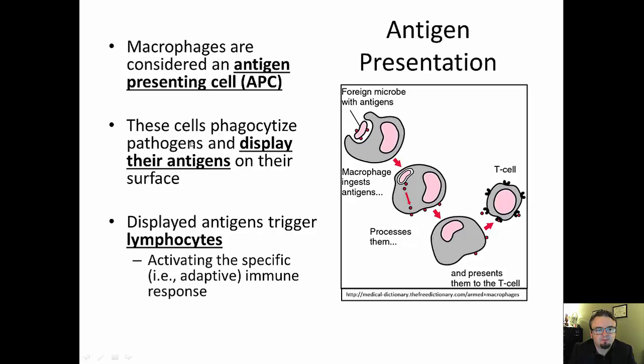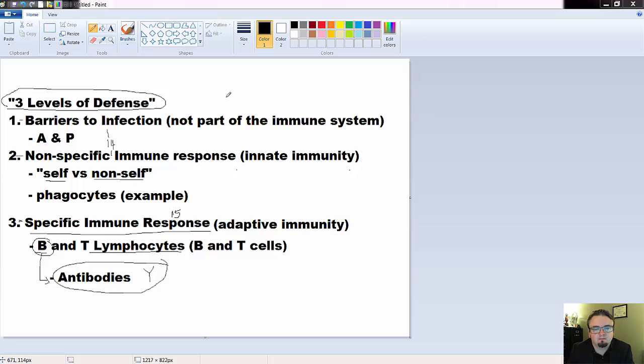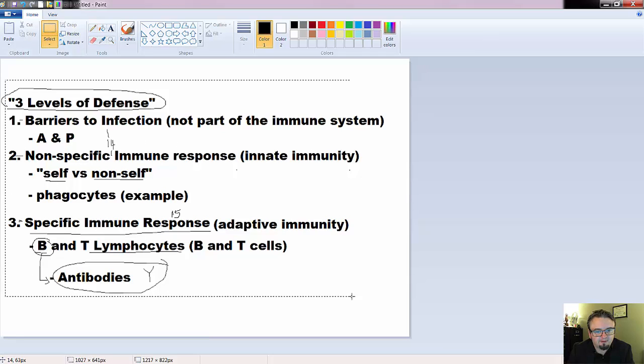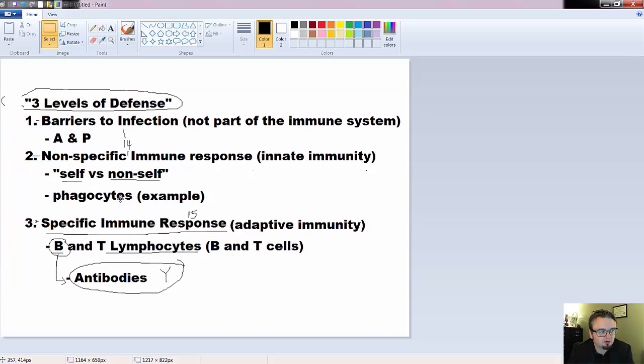Macrophages are a key cell that bridge the gap between the second and the third line of the immune system. So earlier I talked about the 3 levels of defense, the second level being the non-specific and the third level being the specific. Here's that diagram. So we've got the second line and the third line. What macrophages are going to do is they're really going to trigger a connective kind of bridge, so to speak, between these 2 levels here.